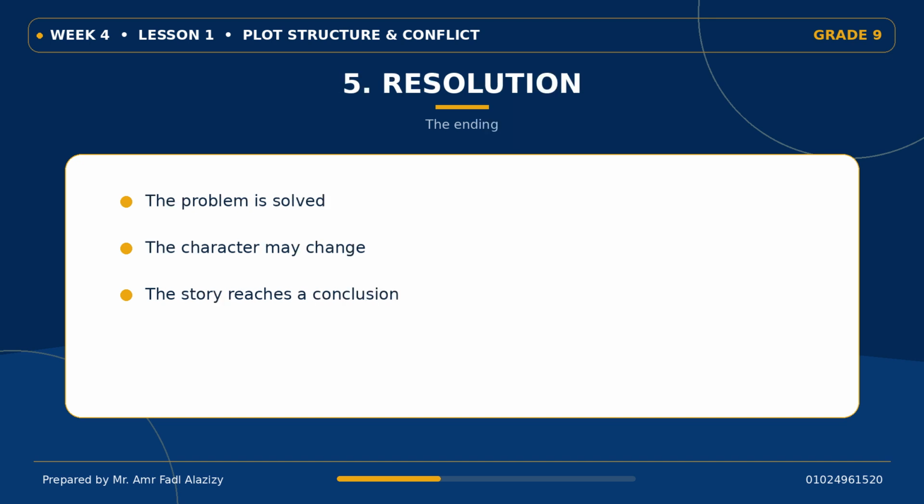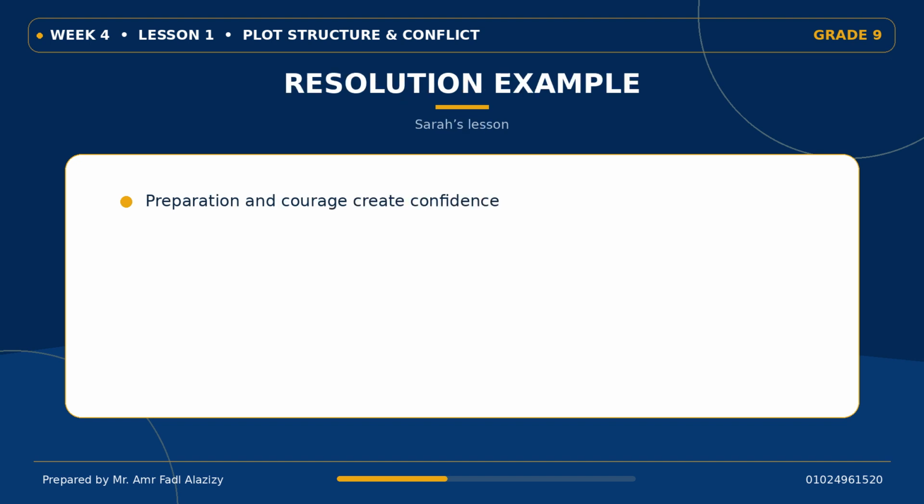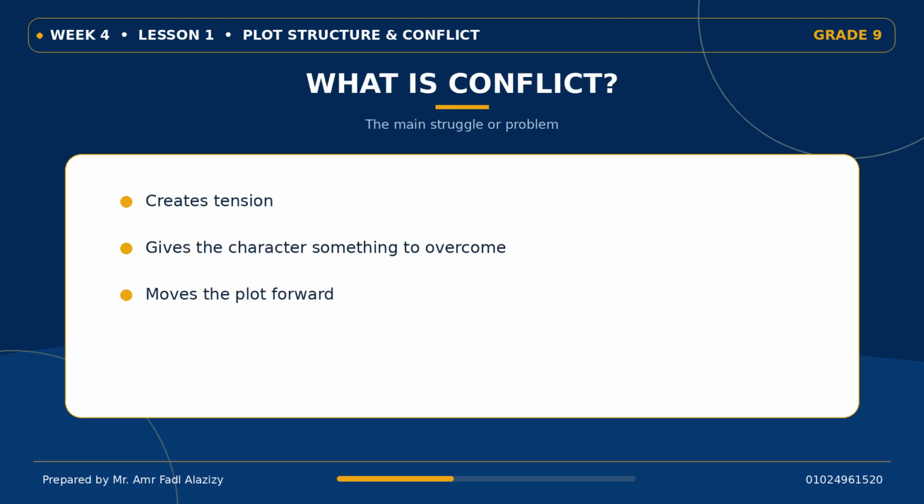The fifth part is resolution. The resolution is the ending of the story. It explains how the main problem is solved or how the character has changed. For example, Sarah realizes that she can speak confidently when she prepares and faces her fear. The story reaches a conclusion.